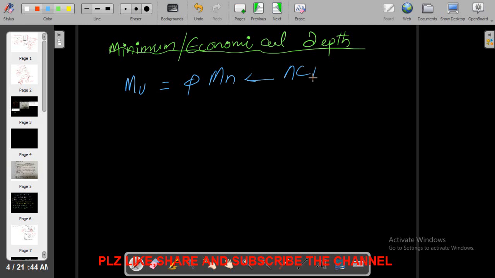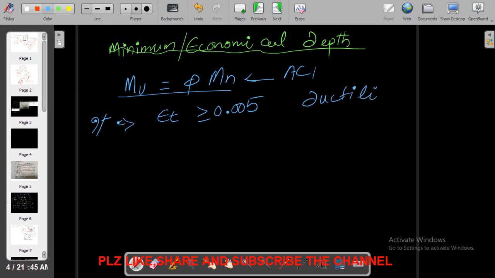This is the ACI code criteria, that for a perfect design we should satisfy this criteria. Now, we know from our initial lectures, from part 1 to part 10, part 12, that epsilon t should be greater than or equal to 0.005. This is for ductility reasons. We have discussed this in detail in our previous lecture. And if epsilon t is greater than 0.005, then what does it mean?